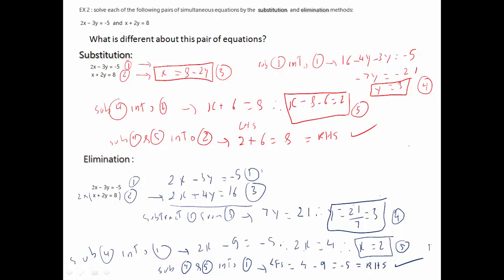Now I'll be showing you the same solution, same equations, how to solve simultaneous equations in the calculator.